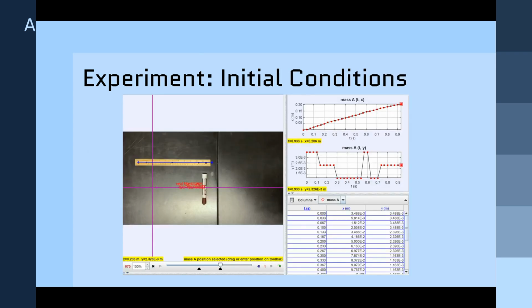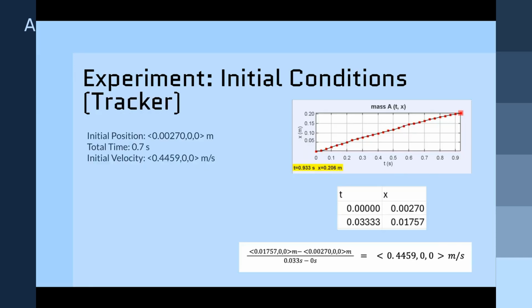This slide shows how I set up the coordinate system in Tracker. I used a scale reference to convert pixels into meters and tracked the marker frame by frame. This allowed me to determine position over time. From Tracker, I found the initial position was 0.00270 meters in the x direction. The total time of motion was 0.7 seconds. The initial velocity was 0.4459 meters per second in the x direction. I calculated velocity using the first two time data points.